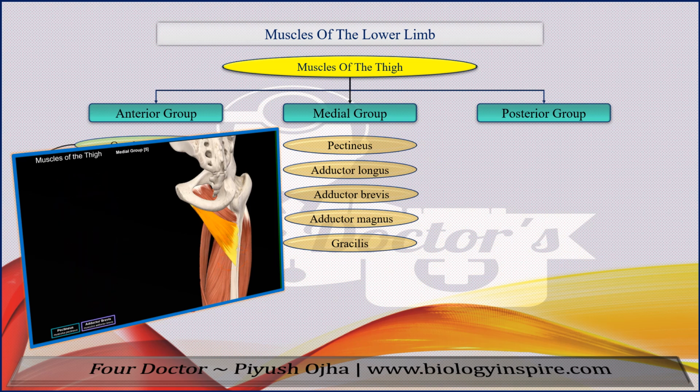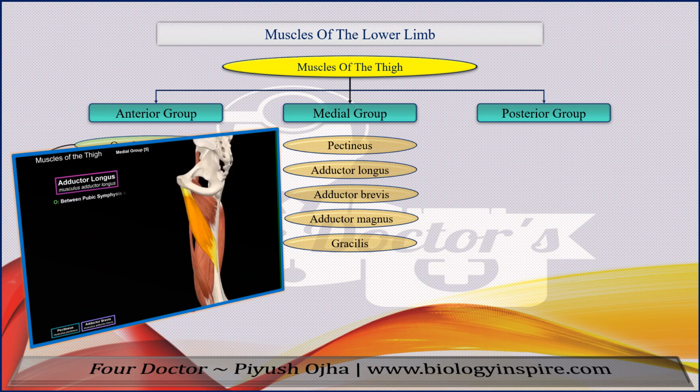Then we have the adductor longus, this one. It originates from the pubic line between the pubic symphysis and the pubic tubercle, and it inserts at the medial lip of the linea aspera, and its function is exactly the same as the last two, which is adduction and flexion of the thigh, and externally rotating the thigh. So that's this one. Then we have the adductor magnus.